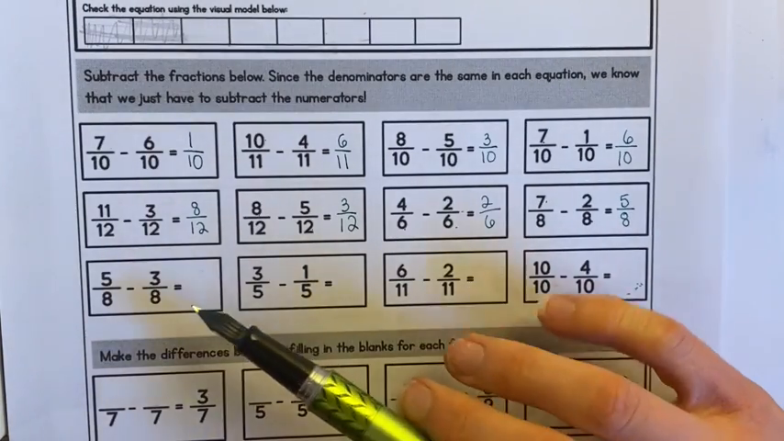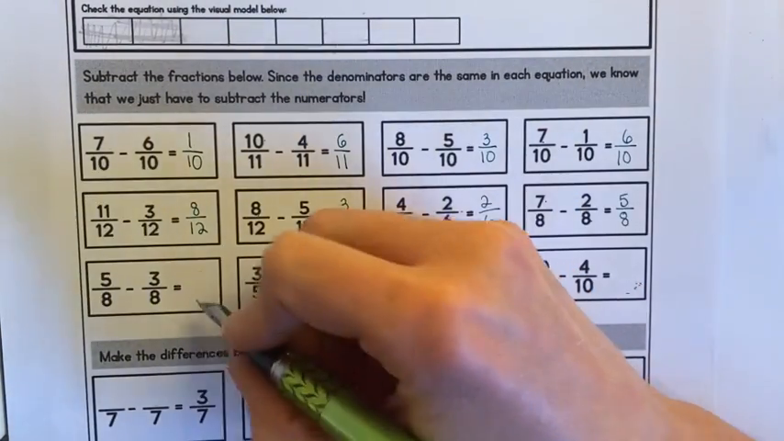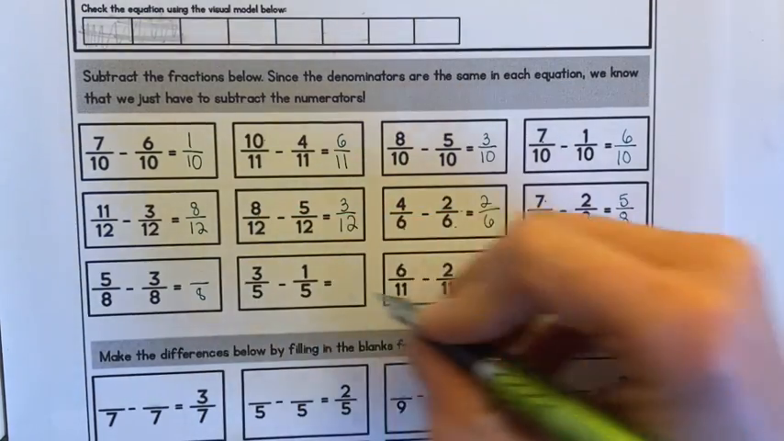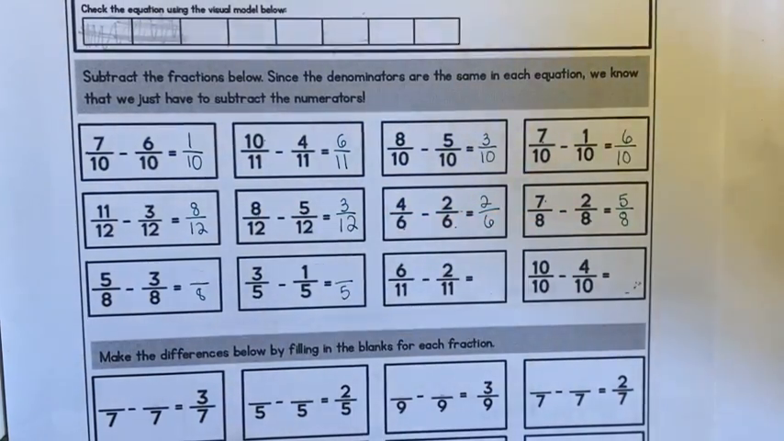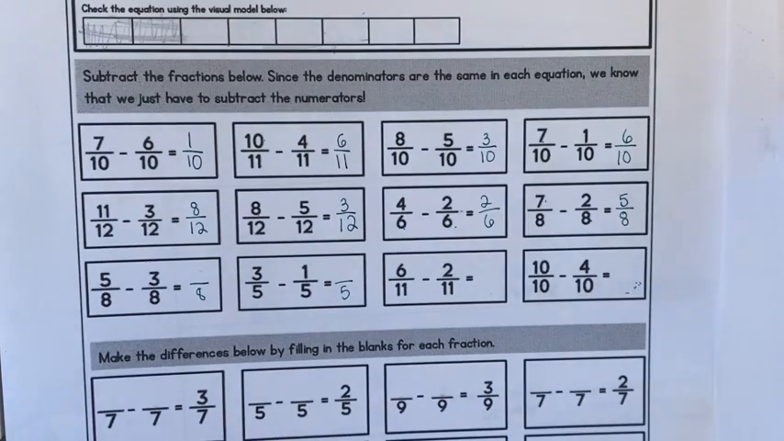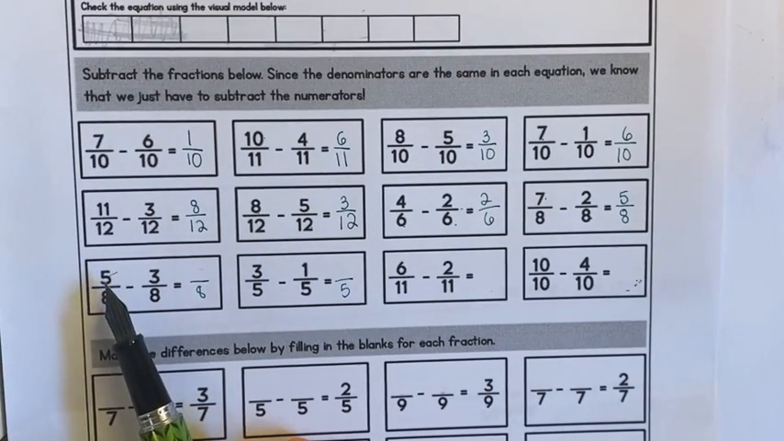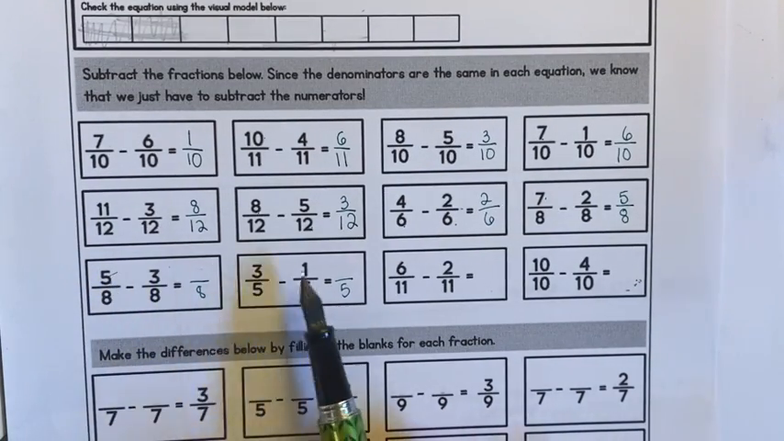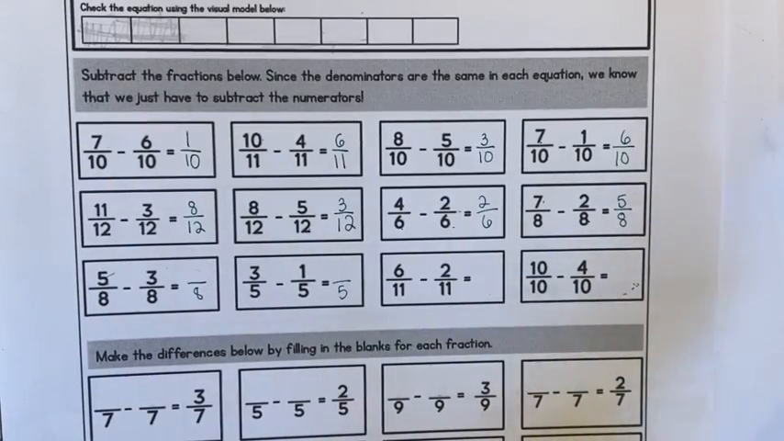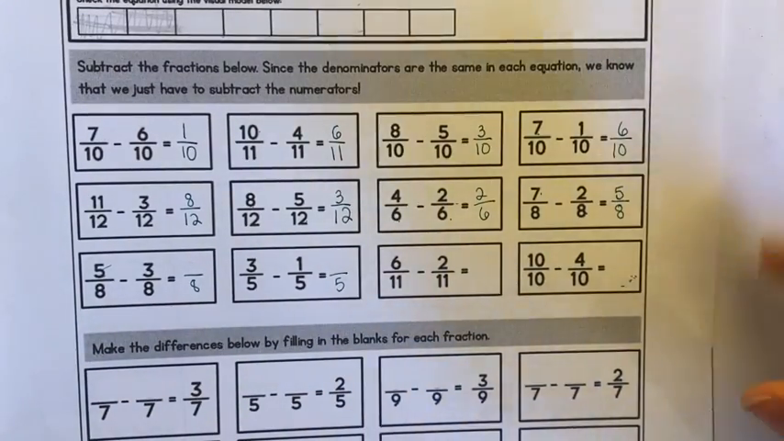So for all of these, your denominator is going to stay the same. This one's going to be over 8. This one's going to be over 5. And you can figure out the last two, and then you just subtract the numerator. So 5 subtract 3, 3 subtract 1. Simple subtraction that you've been able to do for your whole grade 5 career.